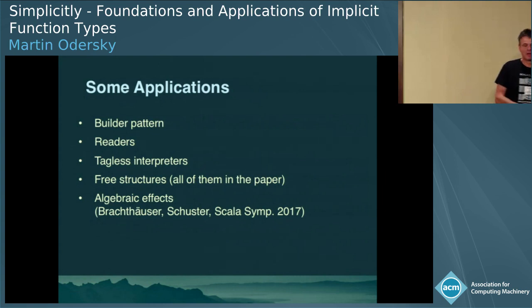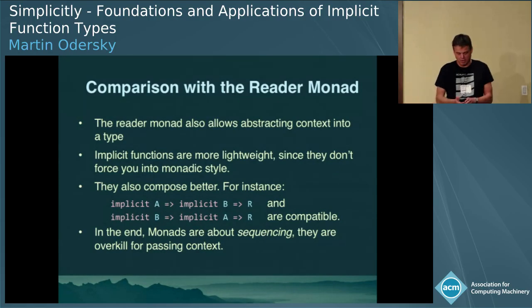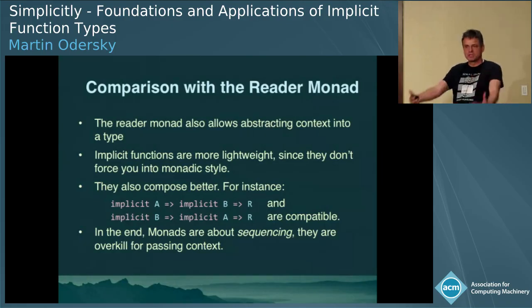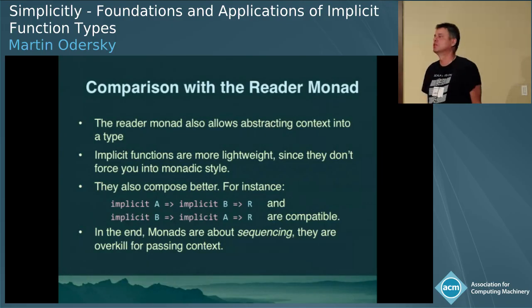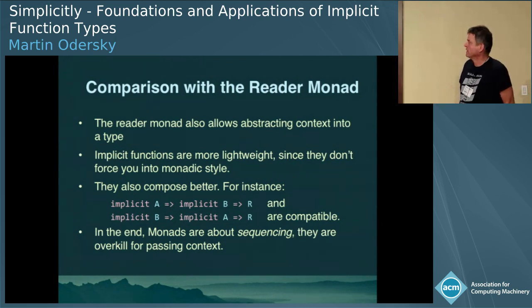So there, I think I should discuss comparison with the reader monad, which is essentially another way to do reading in a way that doesn't make all these parameters explicit. So the reader monad, like implicit function types, allows abstracting context into a type. But of course, it forces you into monadic style. You have to write everything in a monadic bind, in a do notation, a for notation in Scala. And that's much more heavyweight than implicit functions, because with implicit functions, you just keep direct style. There's nothing that you need to do to compose your programs together.